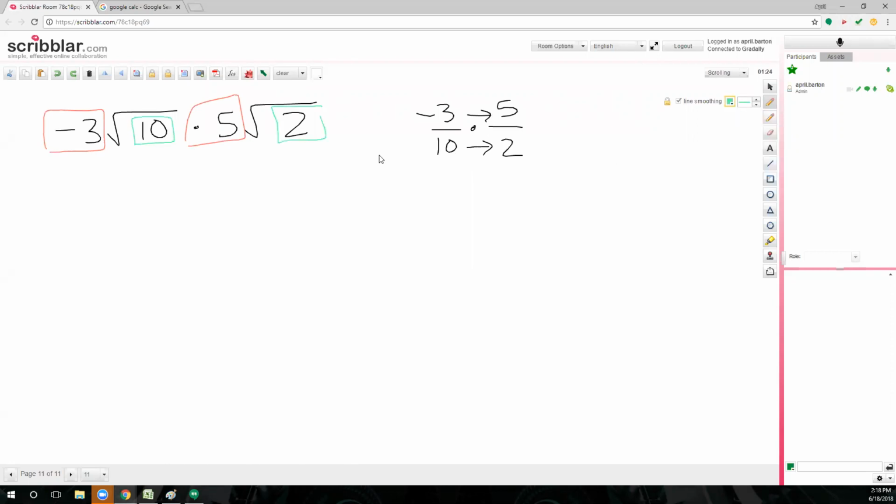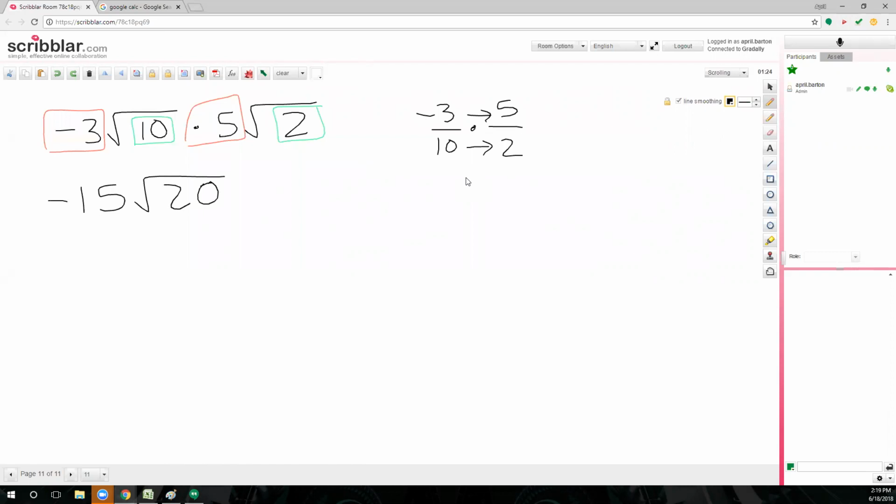And the numbers under the radicals can also multiply together, but you can never mix that up. You can't do negative 3 times 2. This one doesn't have a radical, but the 2 is under a radical. So I kind of think of it almost as like things, not exactly like terms. But then you just do your multiplication. Negative 3 multiplied by 5 is negative 15. And 10 times 2 is 20. Now that will not be your final answer.